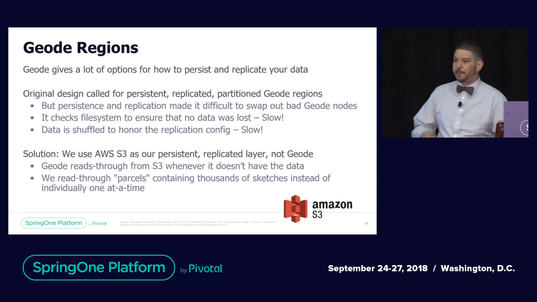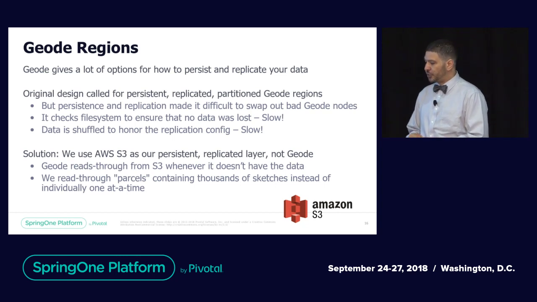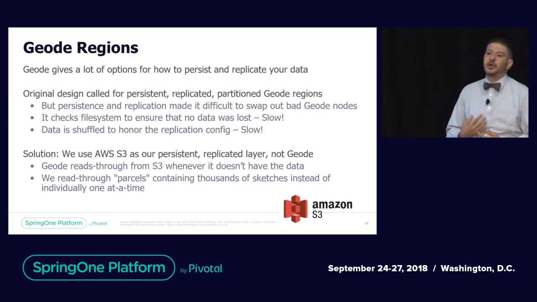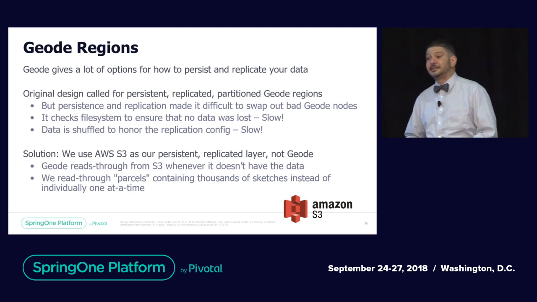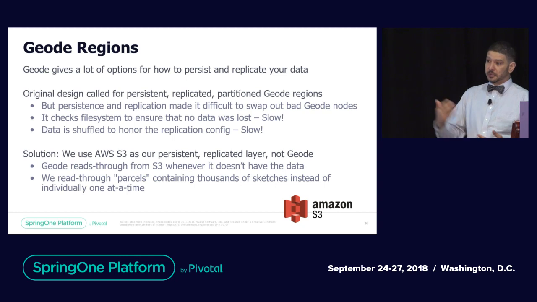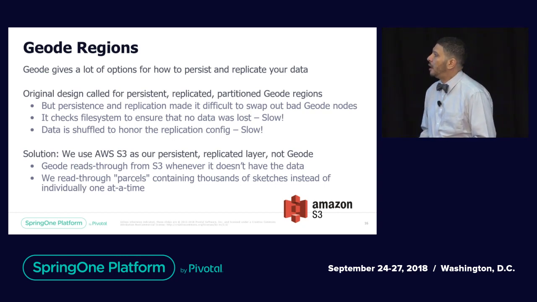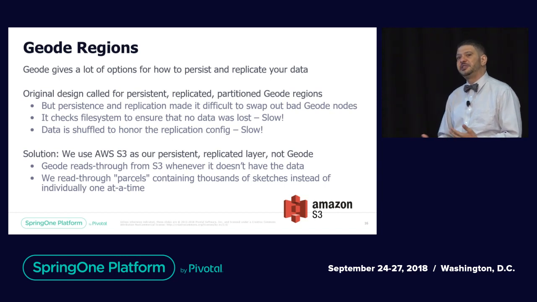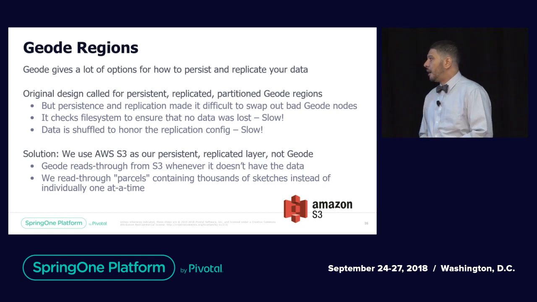We want persistence, we want partitioning, and we want replication. However, this really didn't meet our needs. So with a persistent node, if a node goes down and comes back up, before that node is made available, it will check to make sure that it has not lost any of its persistent data. That takes time. And if the whole point of swapping out a node is to keep operating, this was just too slow. In this case, we see Geode kind of favoring consistency over availability.